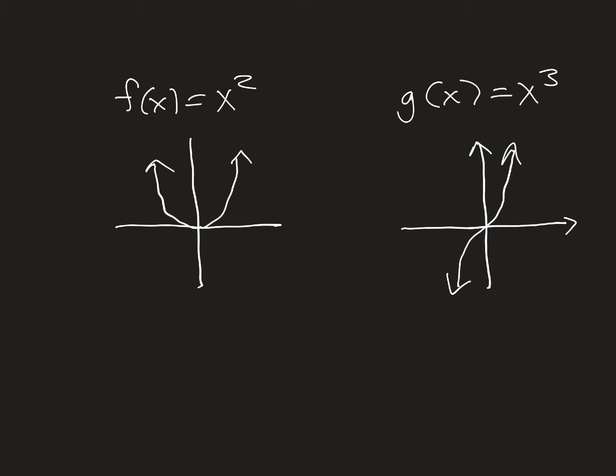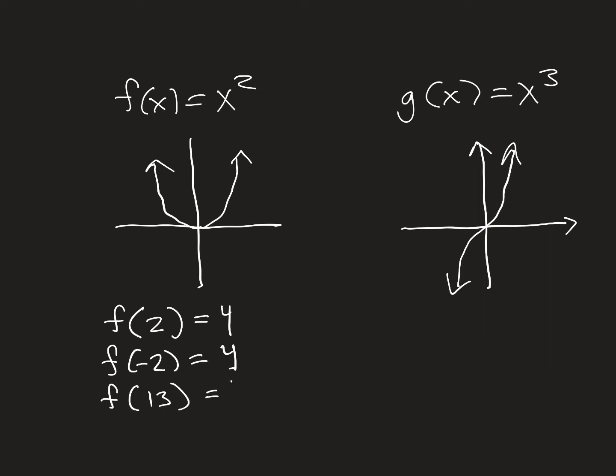Let's just go through the exercise of finding a couple of points. So f of 2 in this case would output 4, whereas f of negative 2 would also output 4. Let's do another. f of, say, 13 would output 169, and f of negative 13 would do the same. Because you're squaring it, both are becoming positive.